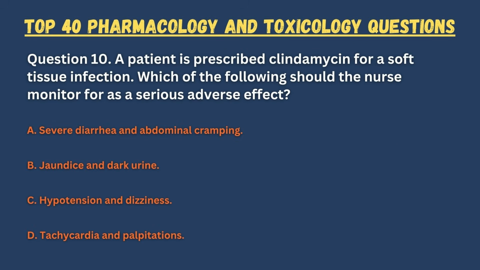Question 10. A patient is prescribed clindamycin for a soft tissue infection. Which of the following should the nurse monitor for as a serious adverse effect? A. Severe diarrhea and abdominal cramping. B. Jaundice and dark urine. C. Hypotension and dizziness. D. Tachycardia and palpitations.